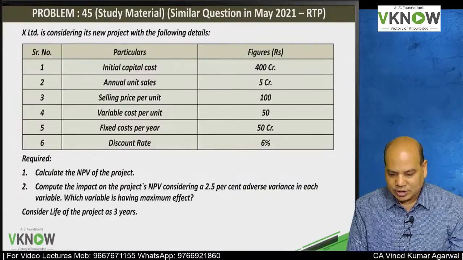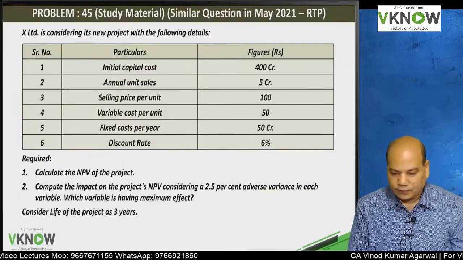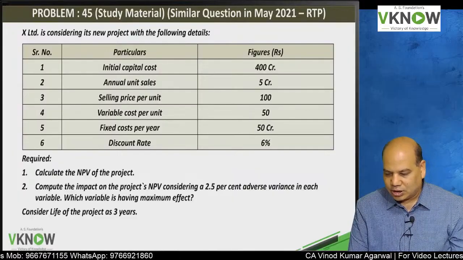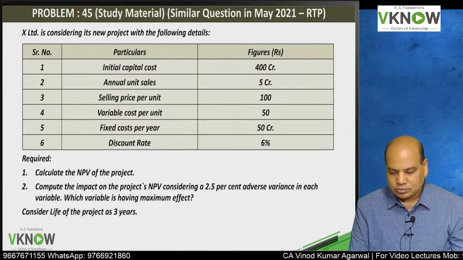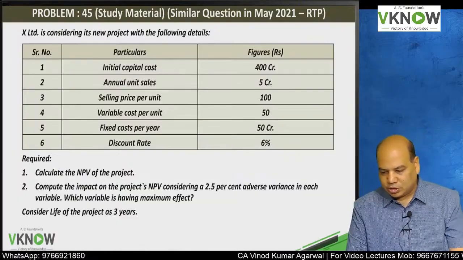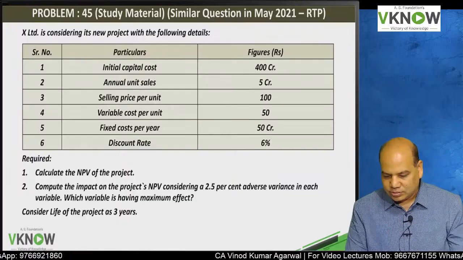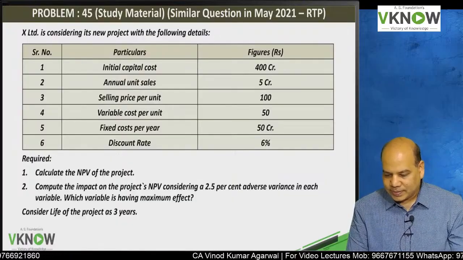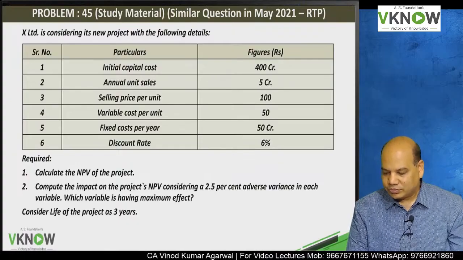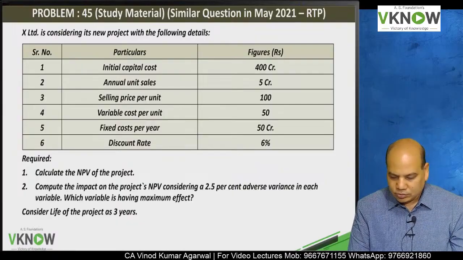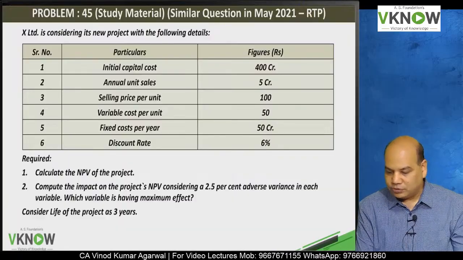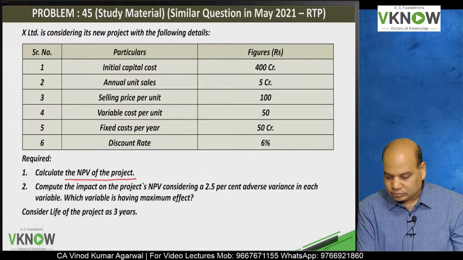X Limited is considering its new project with the following details. Initial capital cost 400 crore, annual sales 5 crore units, selling price per unit 100 rupees, variable cost per unit 50 rupees, fixed cost per year 50 crore, discount rate 6%. These are the basic details. Then they are asking you to compute the NPV of the project. Very easy.